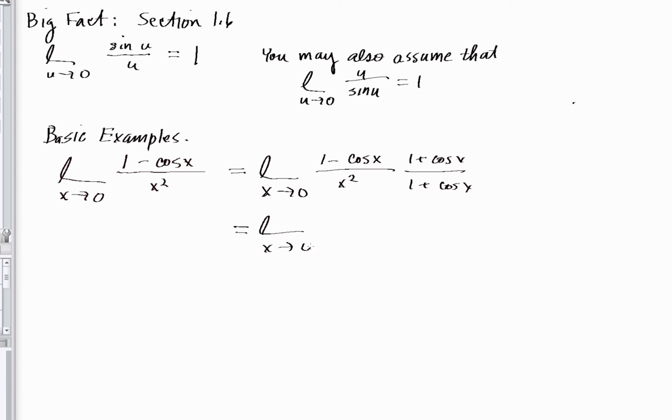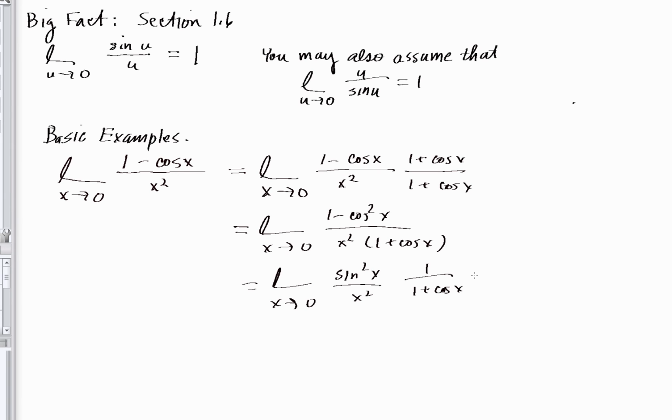When I multiply out the numerator, I get 1 minus cosine squared of x. And this gives me my way of introducing the sine factors that I need. I can now replace the 1 minus cosine squared of x with a sine squared of x. The sine squared x over x squared can be written as the quantity sine of x over x times sine of x over x. The 1 over 1 plus cosine of x fraction, as x goes to 0, is just going to go to 1 over the quantity 1 plus 1, or 1 half. Put this together and we have the limit is 1 times 1 times a half. So the limit is 1 half.